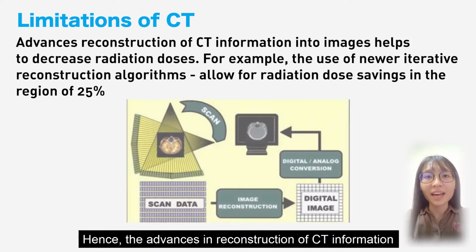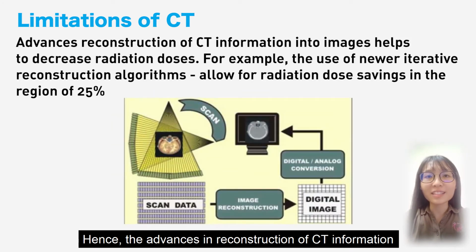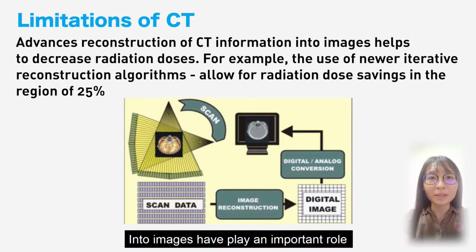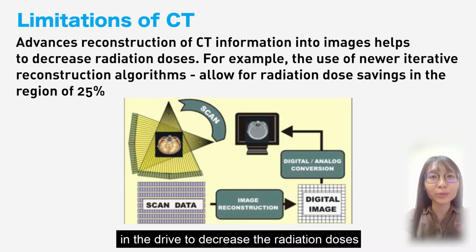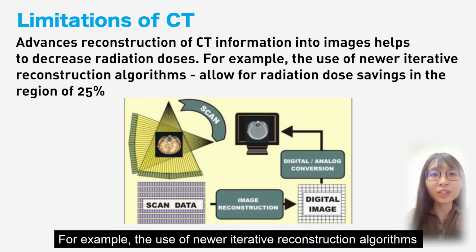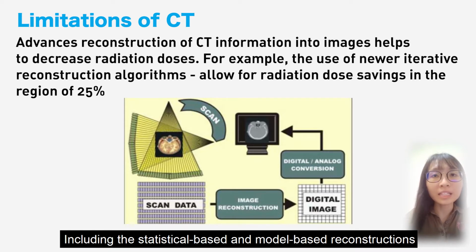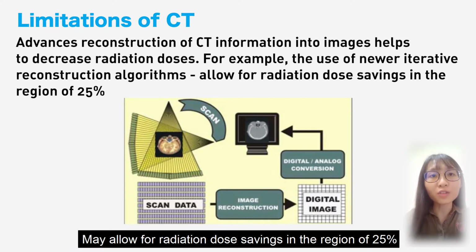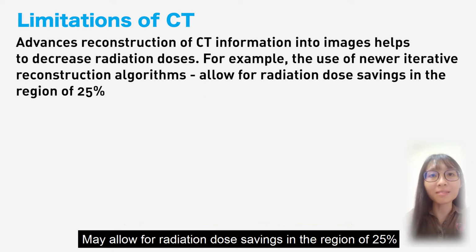Hence, advances in the reconstruction of CT information into images have played an important role in the drive to decrease radiation dose. For example, the use of newer iterative reconstruction algorithms, including statistical-based and model-based reconstructions, may allow for radiation dose savings in the range of 25%.